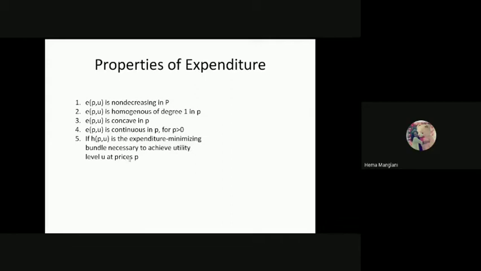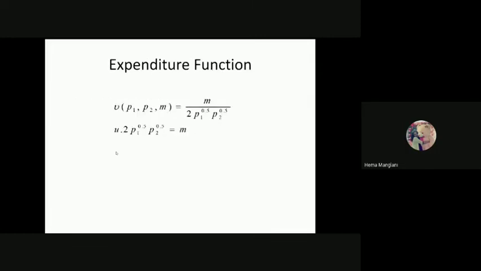So we call it the expenditure minimizing bundle, necessary to achieve utility level U at prices P. We need this because you would derive Shephard's lemma from that itself. If you differentiate the expenditure function with respect to the prices, then you will get this compensated demand function, or in other words, this is Shephard's lemma. I'll come to that. I'm also covering this portion. But first of all, we'll see how the expenditure function would be derived.